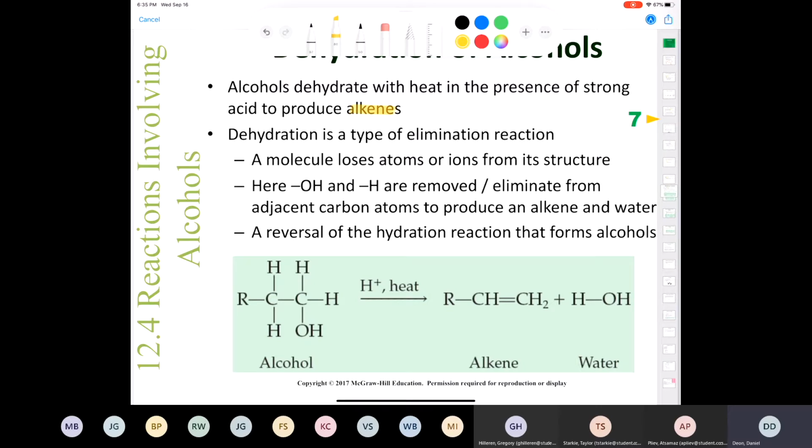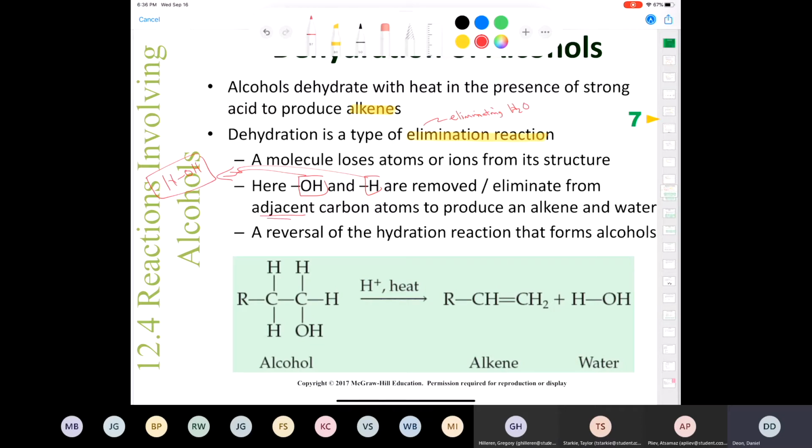And it says here that dehydration is considered what's called an elimination reaction. Why? Because you're eliminating a small molecule called water. A molecule loses atoms or ions from its structure in an elimination reaction. Here, you remove a hydroxyl and a hydrogen. When you combine a hydroxyl and a hydrogen, what do you get? You get H2O, right? Okay. And they eliminate from adjacent carbons.